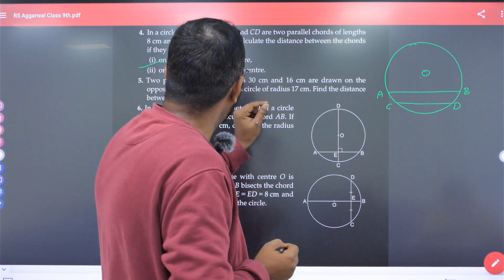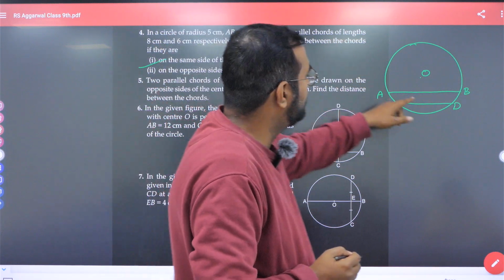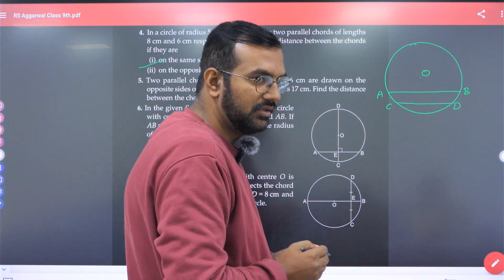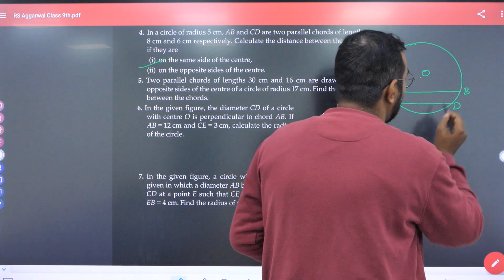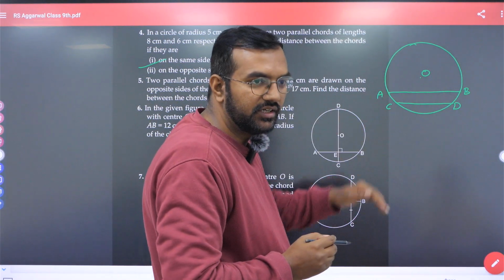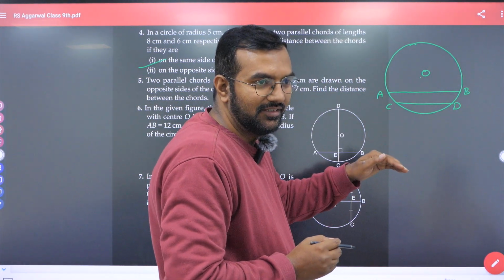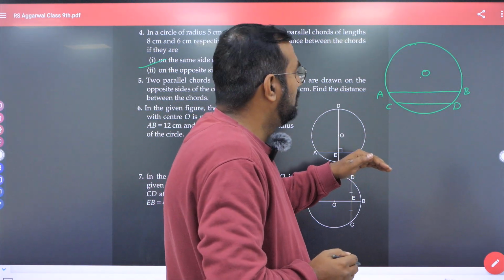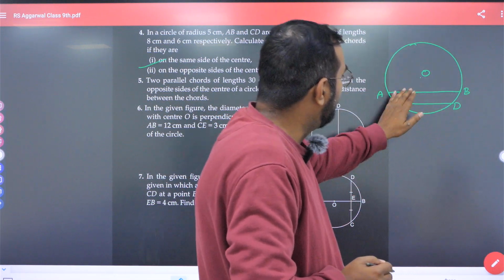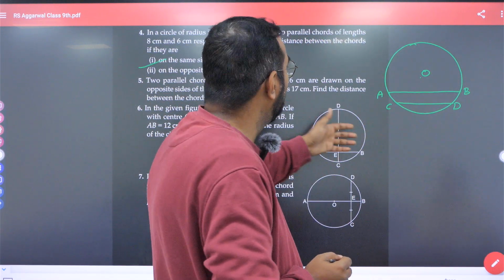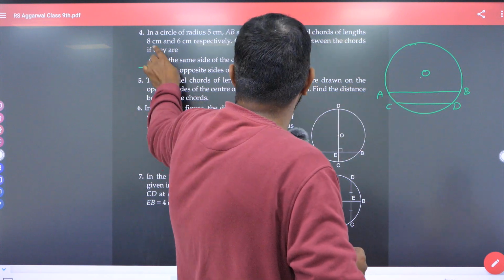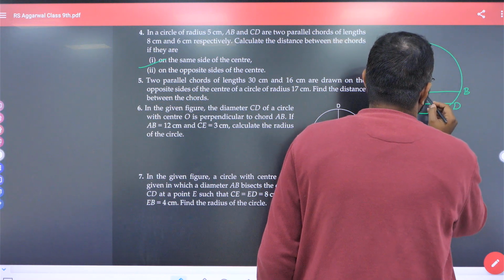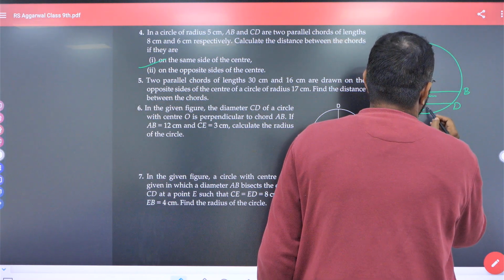Can you tell me whose length will be 8 cm and whose is 6 cm? CD will be 8 cm and AB will be... No beta, AB will be the 8 cm because it is nearer to the center, na? Nearer one is the larger. Sir, distance or length from the chord to the center? No, I am asking whose length will be greater, AB or CD? AB, because it is closer. So AB, yes. So that's why AB will take the value 8, na? Yes, sir. So this one will be the 8 cm and this one will be the 6 cm.